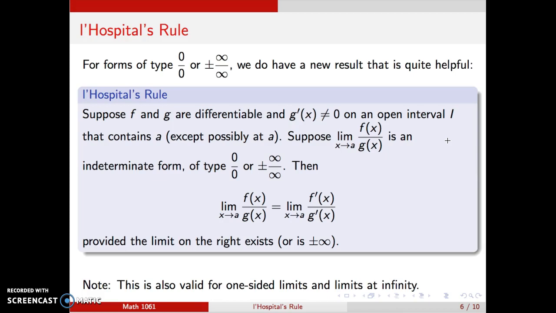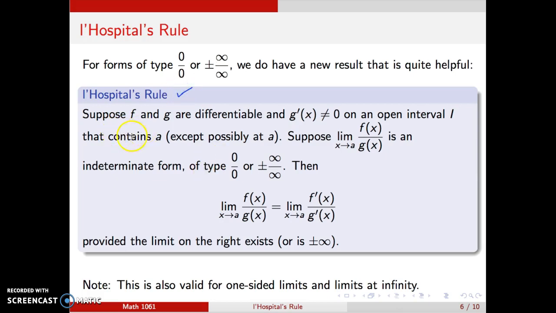But we've got something that's going to help us out in a lot of cases. This is something called L'Hopital's rule. This is a rule to be used for indeterminate forms, limits that are indeterminate forms of a very specific type. It has to be type 0 over 0 or type plus or minus infinity over infinity. So here's what the rule tells us.